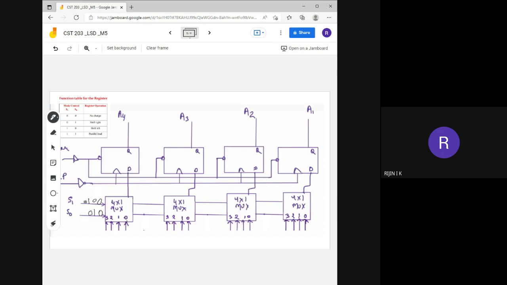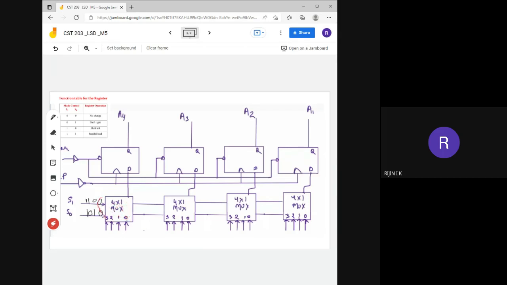Okay, then if both these control signals S1 and S0 are 1, it will select line number 3, and that information will be transferred to the output line. This is how a, sorry, not flip-flop, multiplexer will work. So this is the working procedure of a 4 by 1 multiplexer.